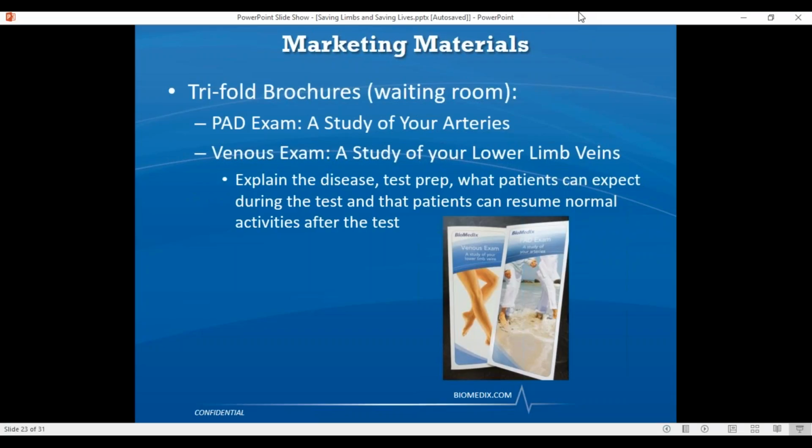Marketing materials in your waiting area are a great educational resource for your patients. We have trifold brochures that explain both peripheral arterial disease and chronic venous insufficiency. They also explain test prep and what a patient can expect during the procedure.